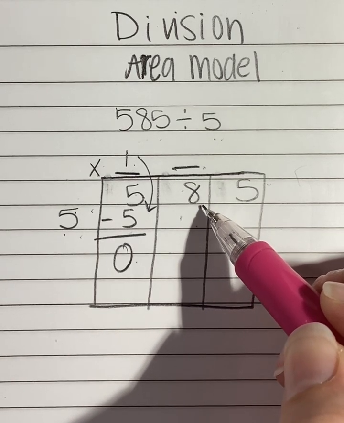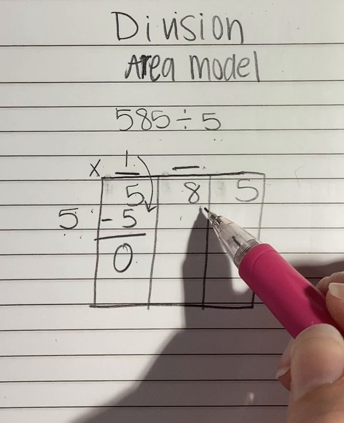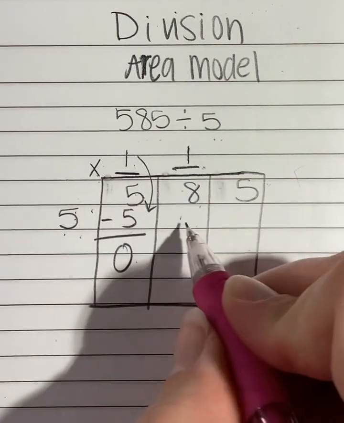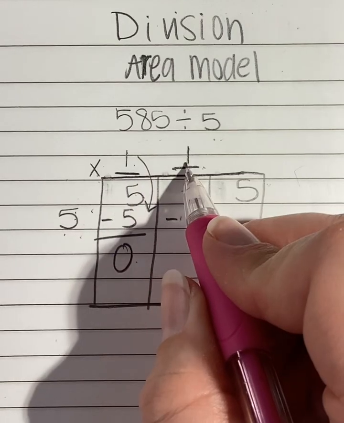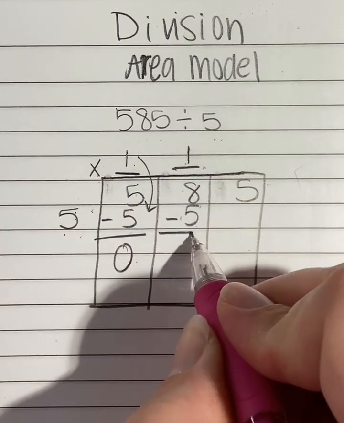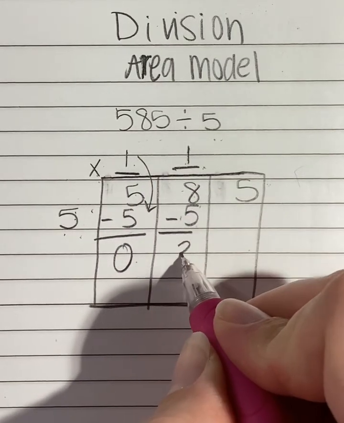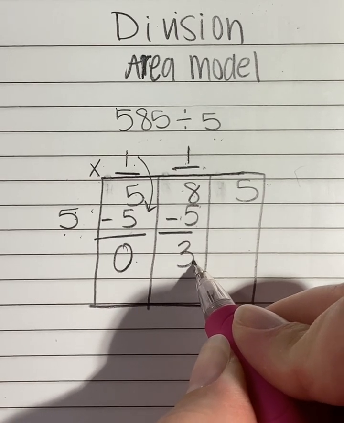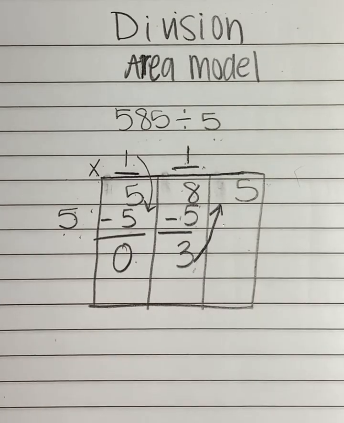Again, I can't do 5 times 2 because that gives me 10, and I go past 8. I can't go past 8, so I can only do 5 times 1 again. So we know 5 times 1, bring it to the top and let it drop, gives me 5. 8 minus 5 is 3. I can't just leave this 3 here. He can't stay there all by himself. He's got to come up here, and now he has a new job.